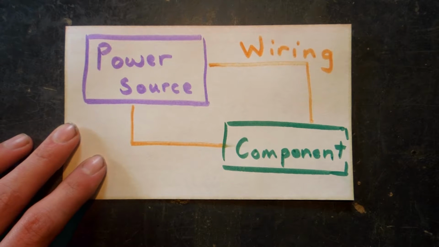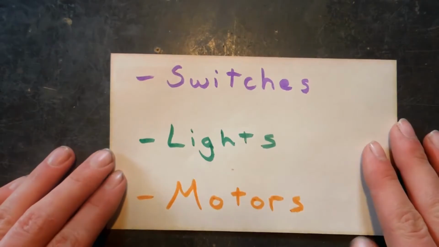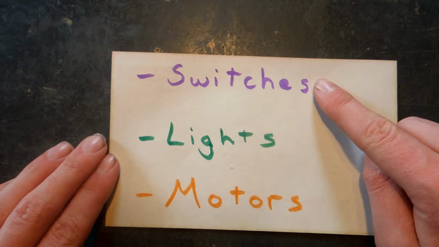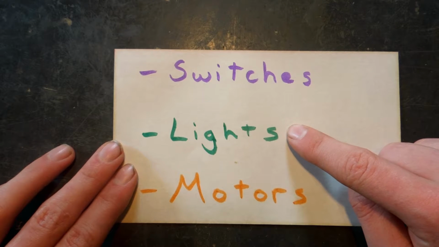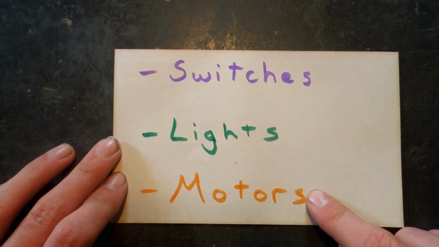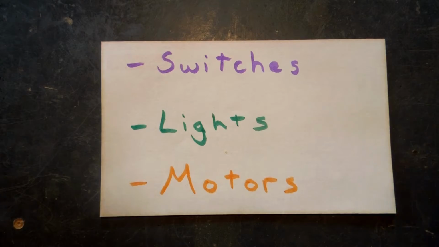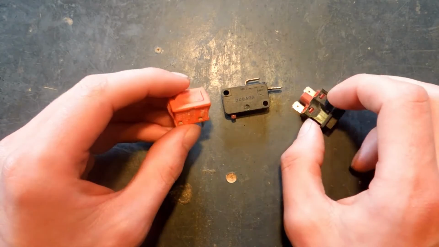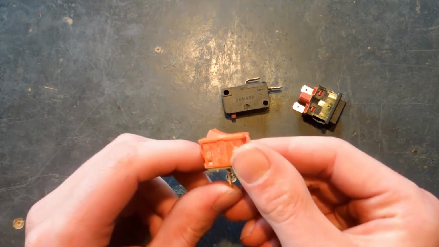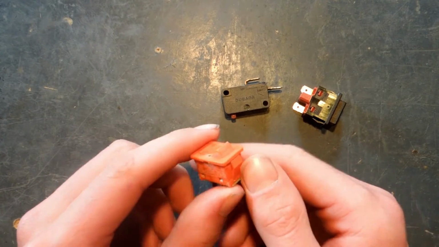So we're going to look at a few different simple components, and we're going to look at three specific ones: different types of switches, some lights and bulbs, and some motors. We're going to start off by looking at a few different types of switches, and I have the three main specific types here. The very first is a toggle switch, and this is most likely the common one that you see just about everywhere.